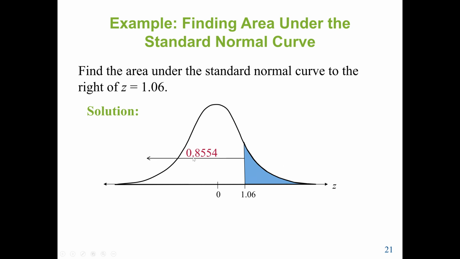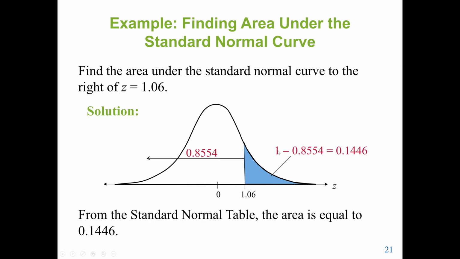From the table, we get 0.8554. Again, to use the table, you go to the first column for z 1.0, then you go across to the column for 0.06, and the intersection of the two will give you 0.8554. So now we need 1.06 to the right, so we have to subtract 1 minus 0.8554, and that will give us 0.1446. So that will be our solution.